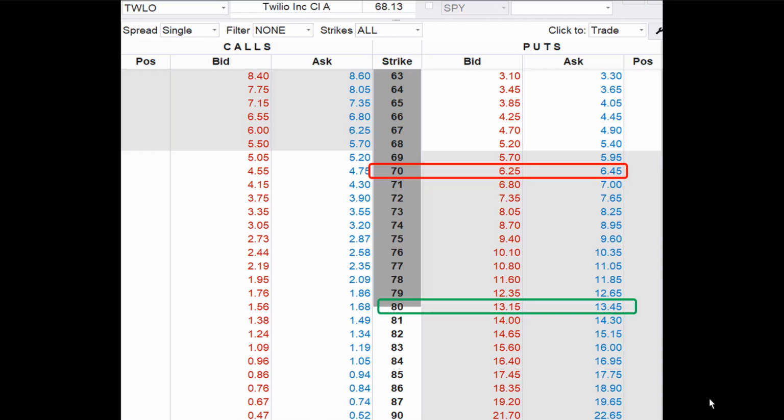Now we want to review a put option debit spread, aka a vertical put spread. For this spread, we want to buy to open the TWLO October 21 80 strike put and sell to open the TWLO October 21 70 strike put. We're going to base our entry prices on the midpoint between the bid and ask prices. That means we'll buy the 80 put for $13.30 and sell the 70 put for $6.35. $13.30 minus $6.35 equals $6.95. So the entry price or debit cost for the spread is $695.